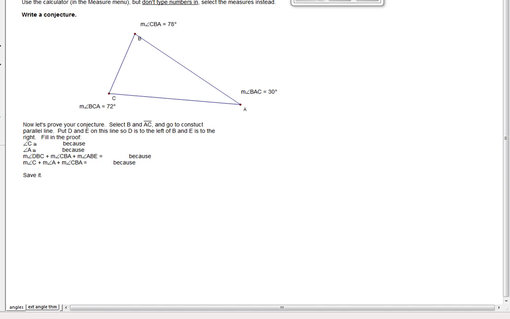What do you notice about the sum of all those angles? If you add up those three, what number do you get? 78 plus 72 is 150, and 150 plus 30 is 180. So the sum of those angles is 180 degrees.